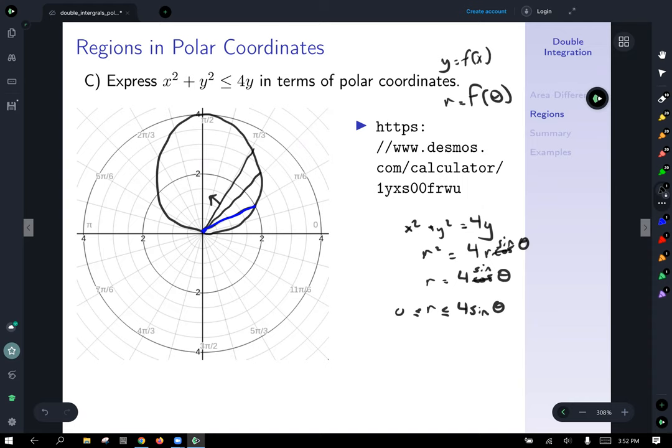Now we're getting into some interesting stuff here. And so the next question becomes, what angles do we need to generate this circle? Do I have to go from 0 to 2 pi? Or if I go from 0 to 2 pi, will that do something funny?